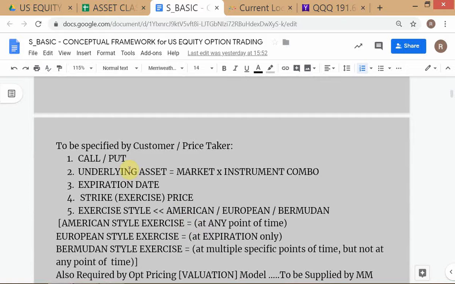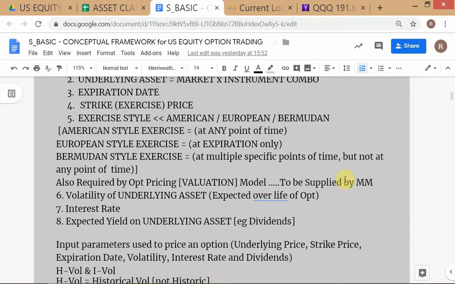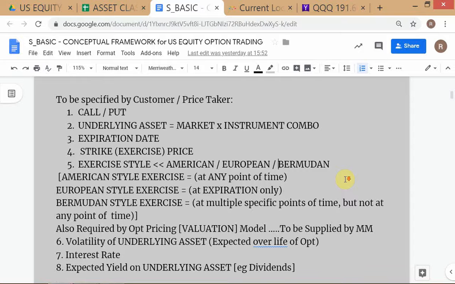Okay, so we have specified call or put. The underlying asset we have specified as a market instrument combination, expiration date, strike price. This is the part that we have not specified. You have three types of exercise: American, European, and Bermudan. You can read this.